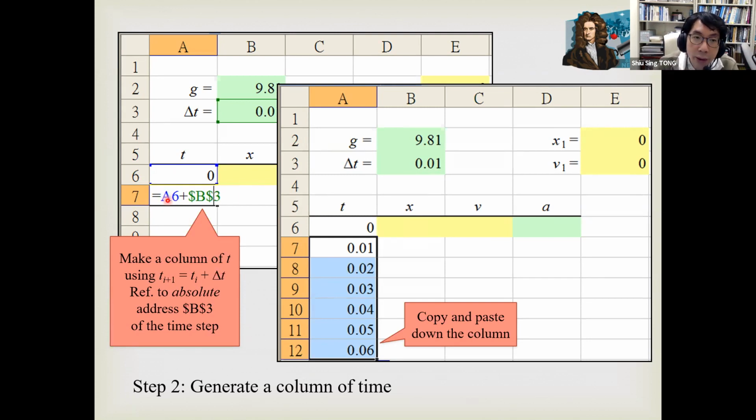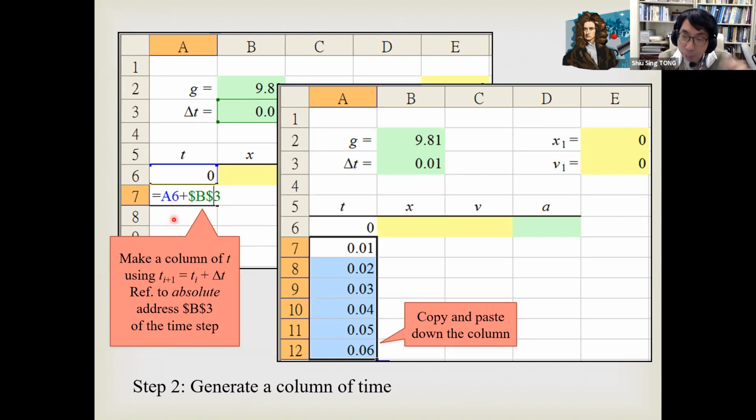So I refer to the last cell. This cell is A7 and the previous cell is A6. So I write equals A6. I refer to the previous cell, and I add the small time step delta T. For delta T, I refer to this cell, which is B3, but I write an absolute address for the time step. Why? Because when I copy and paste downward, I want to keep that time step constant. I don't want that time step to change.